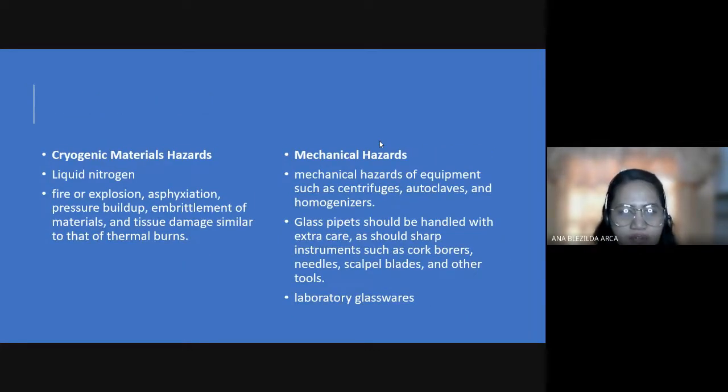Now, another one is the cryogenic material hazard. When you say cryogenic hazard, this involves handling liquid nitrogen. Yung liquid nitrogen, ginagamit siya to freeze tissues.